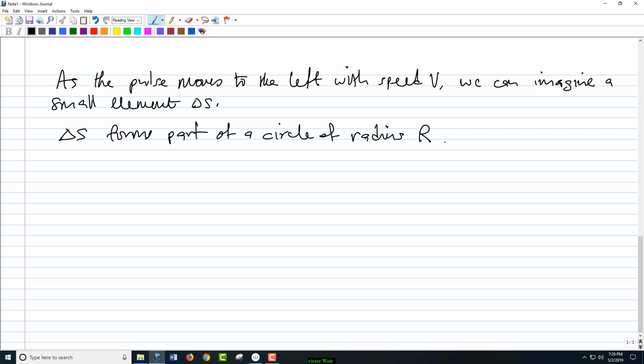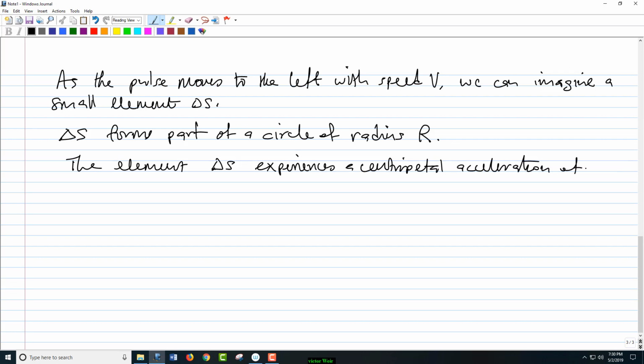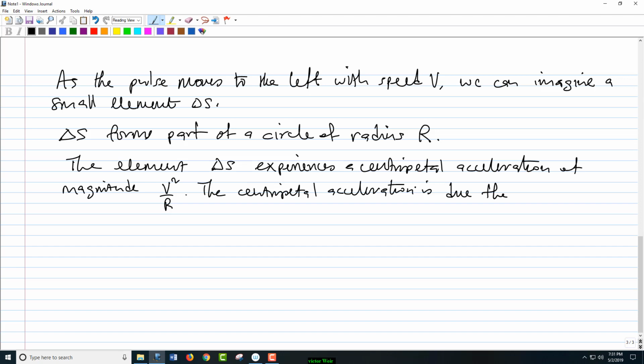So this element delta s has a centripetal acceleration equal to v squared over r, and this centripetal acceleration is applied by components of the force T, whose magnitude is the tension in the string. The force T acts on both sides of the element and is tangent to the arc as shown in my figure. The horizontal components of the tensions cancel out, and so we are only going to be looking at the vertical components of the tension. These vertical components are what create the centripetal force that draws the segment to the center of the arc.